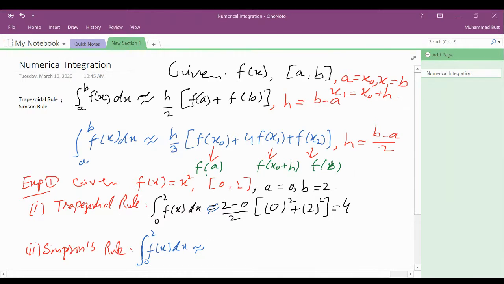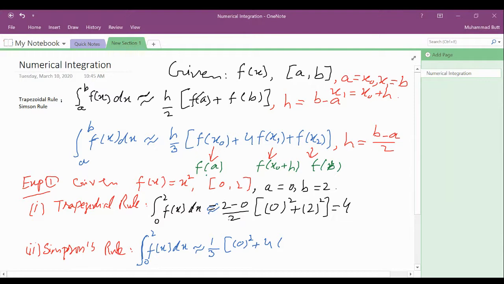For the Simpson rule, h is b minus a over 2. Now b is 2, 2 minus 0 is 2, and 2 over 2 is 1. So h is actually 1. So 1 over 3 into f of x naught. F of x naught means 0 square, because x naught is 0. So 0 square plus 4 times f of x1.